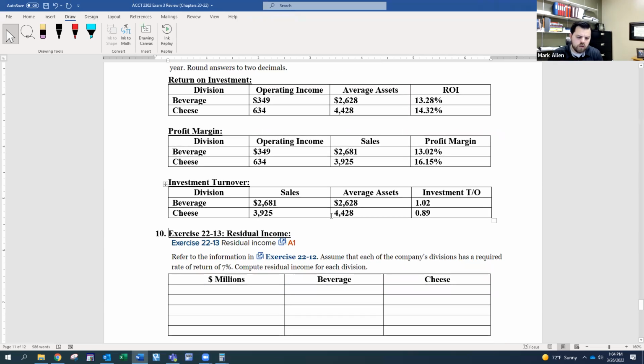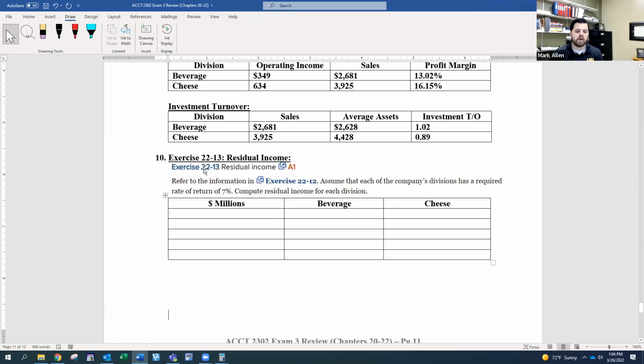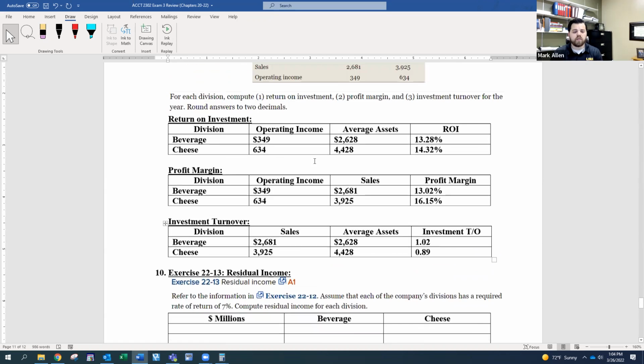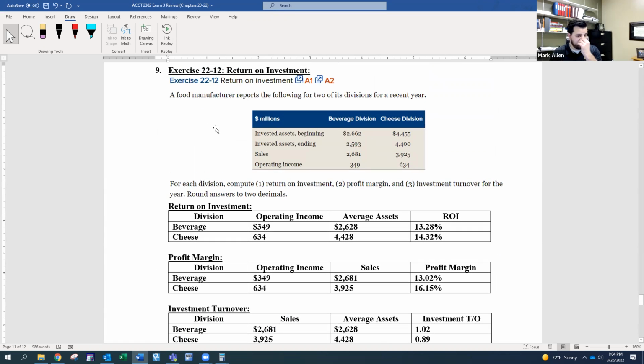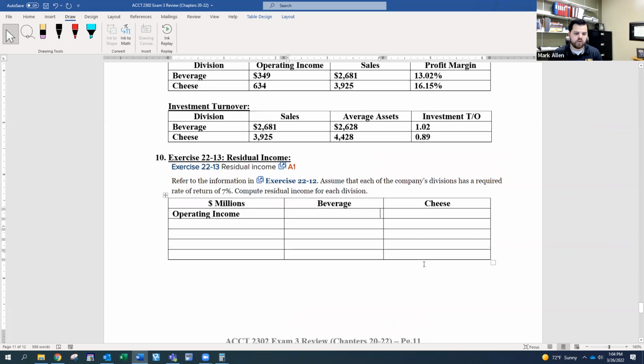So very good. Now, for our next one, what we want to look at here is our residual income. So refer to the information, this information right here that we just used for the last problem. Assume that each of the divisions had a required rate of return of 7%. Compute residual income for each division. So we're going to start with our operating income. For the beverage division, that's 349. For the cheese division, that's 634.